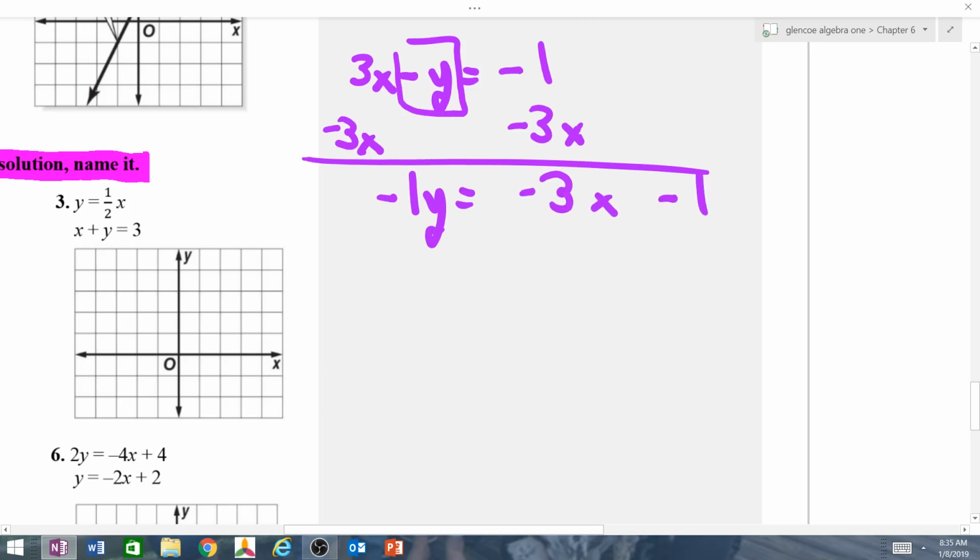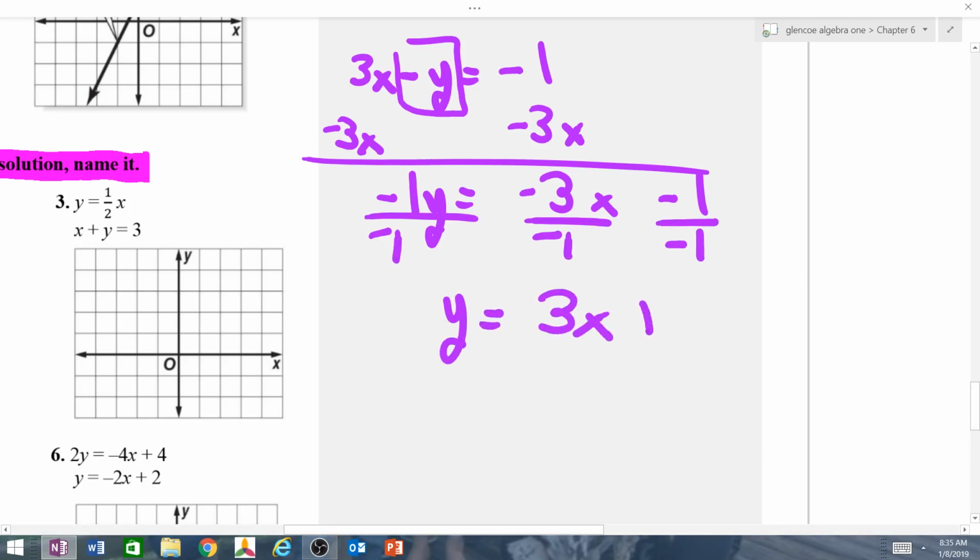What must I do now? Who knows? Go ahead. Divide everything by -1. And I get y equals 3x plus 1. Is that correct? Okay, so what's the slope of that line? 3 over 1. What's the y-intercept there?